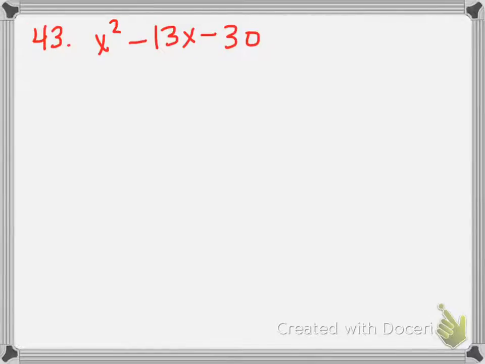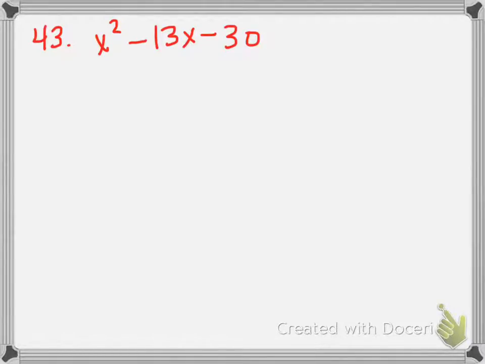Hi, this is Mrs. Finnegan again, and we're going to look at question number 43 in the Semester 2 final review. What we're just asking you to do is to factor x squared minus 13x minus 30. Now, since we have a coefficient of 1, you could take the shortcut, thinking about what numbers multiply to give you a negative 30 that also add to give you a negative 13.